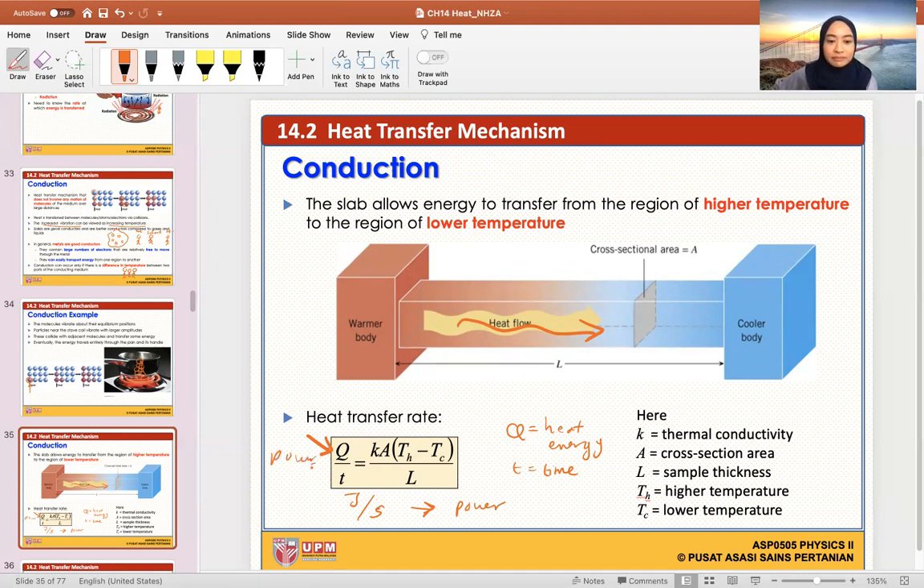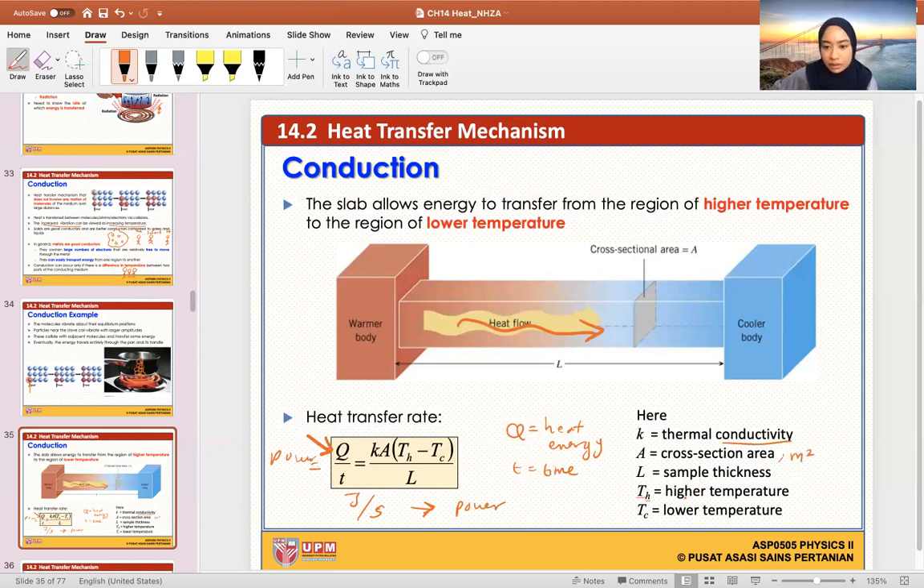So power is equal to Q over T. This equation is K times A. What is K? K is thermal conductivity. It's like alpha, but it's K. It's a constant that depends on the type of material. A is your cross-sectional area. It should be in meter squared.